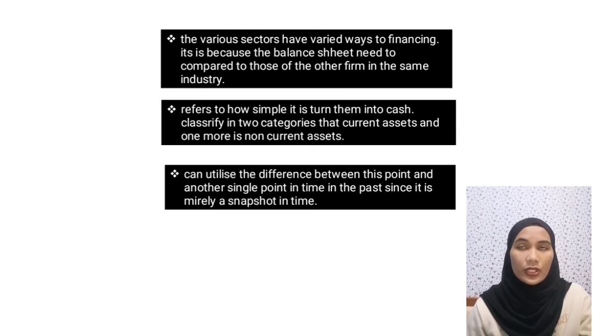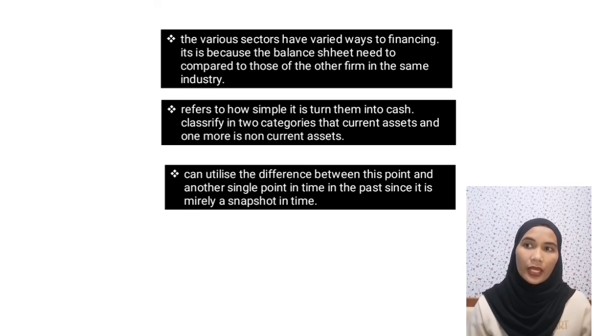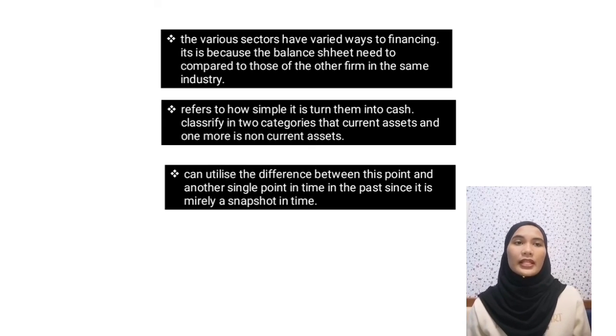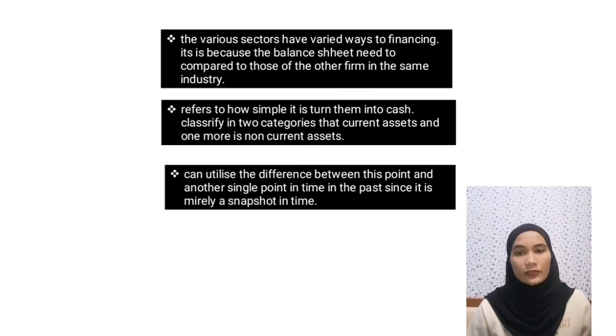Next, as we know, the balance sheet also refers to how simple it is to turn assets into cash, classified into categories of current assets and non-current assets. The balance sheet can also be used to compare the difference between this point and another single point in time in the past, since it is merely a snapshot of one time. Last, various sectors have various ways of financing. It is because the balance sheet needs to be compared to those of other firms in the same industry. That's all for the usefulness of the balance sheet.